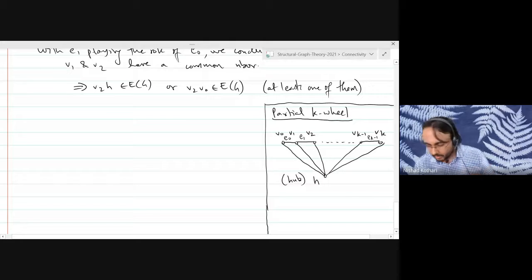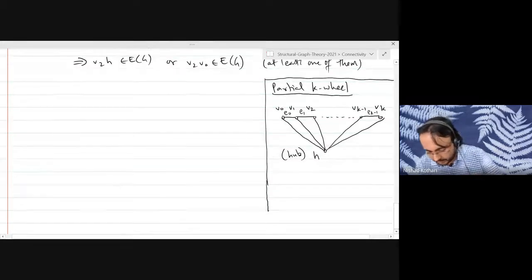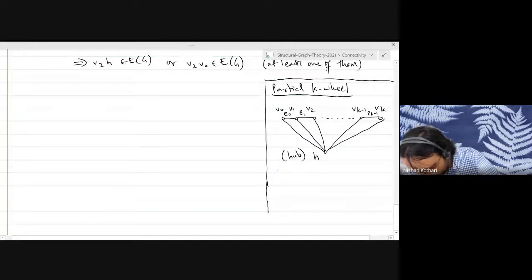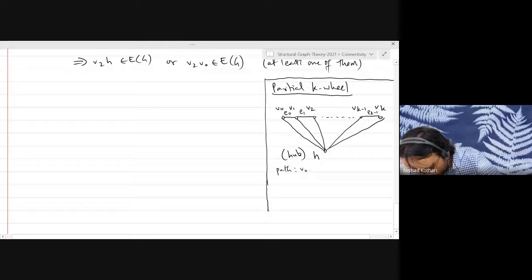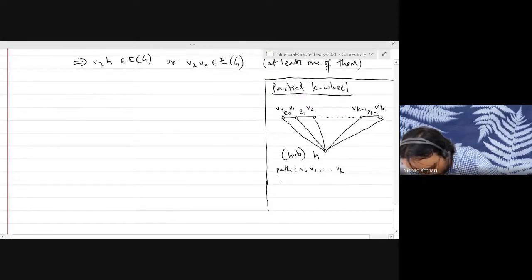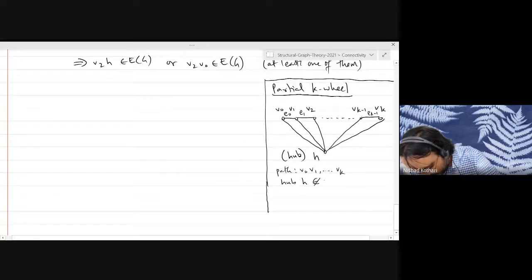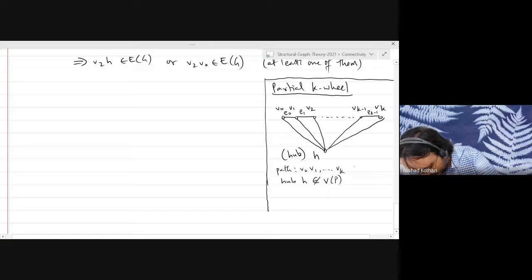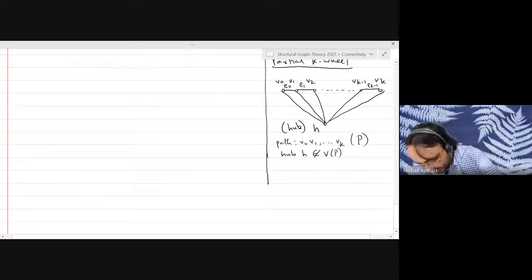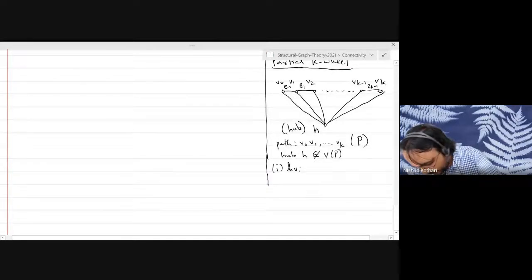Okay? I'm not writing down the whole definition. So we have the path, and we have this hub, and we have the following properties. So path is V0, V1 up to Vk, and hub H, which is not a vertex of the path. This is the path P. Okay? And we want the following properties. We want the hub to be adjacent to every vertex on the path.